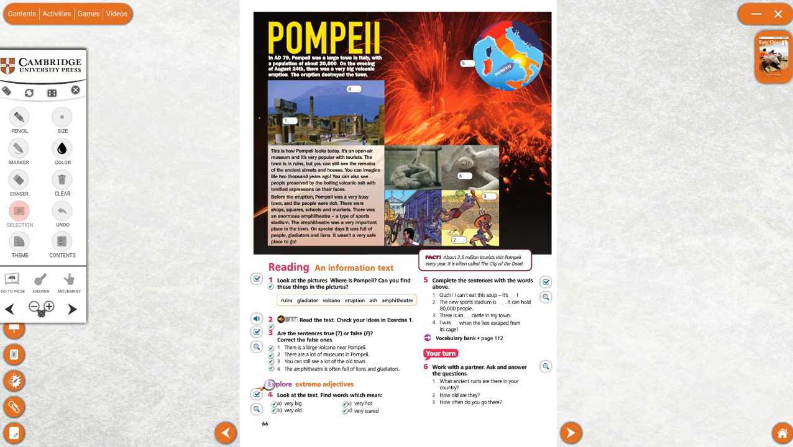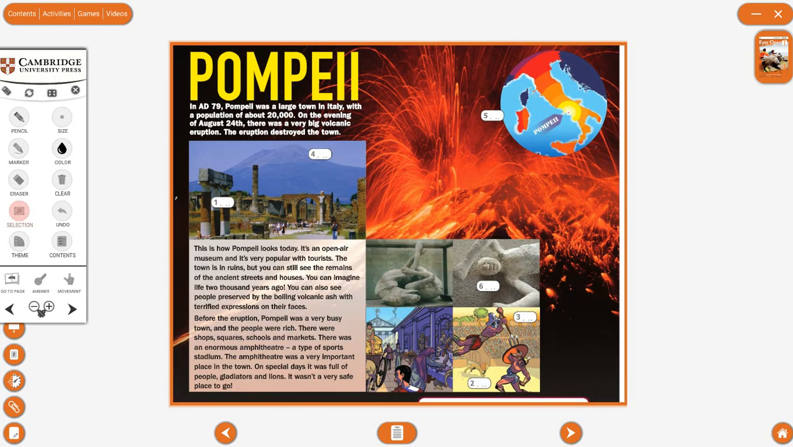Now we can start. Firstly, I want you to look at these photos. Look at this map and these photos. Can you see the photos? There are some people and some pictures about gladiators, about a volcano, about an amphitheater, and about ruins.